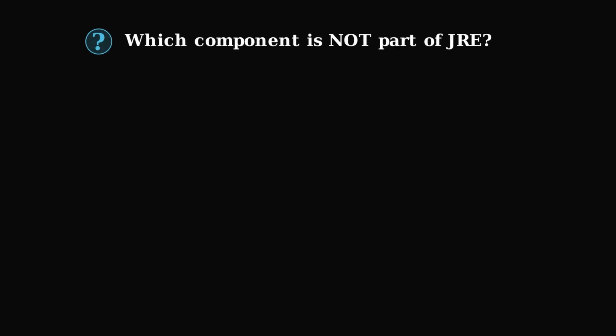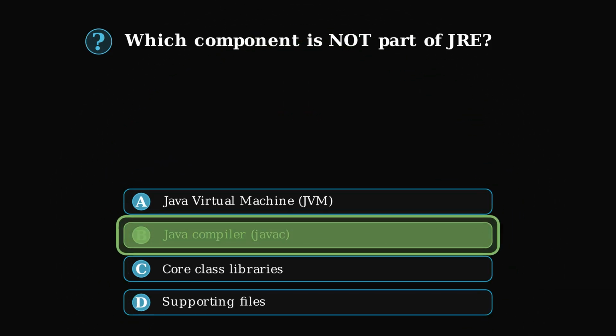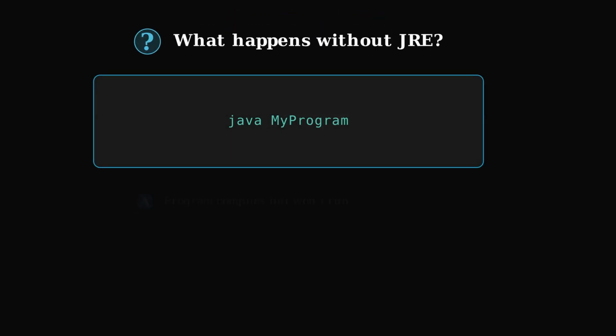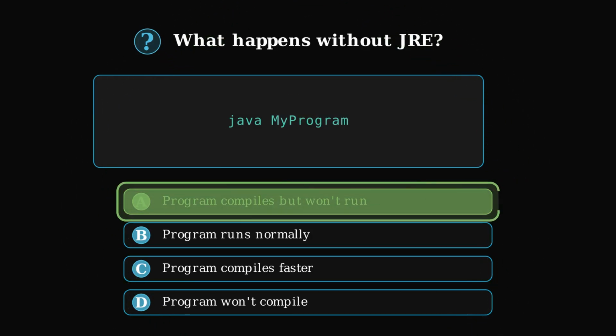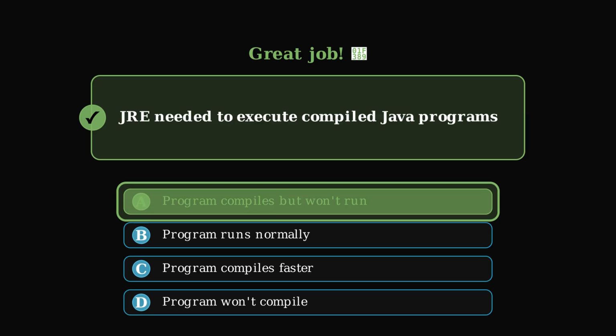Which component is not part of JRE? Which one is correct? The correct answer is JAVAC is part of JDK, not JRE. What happens without JRE? Which one is correct? The correct answer is JRE needed to execute compiled Java programs.